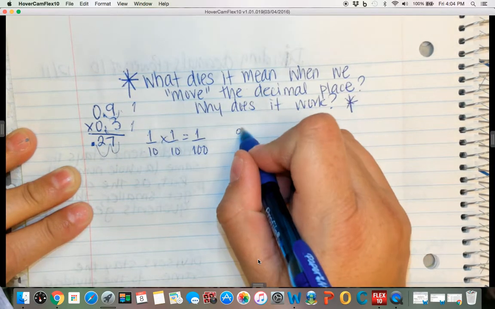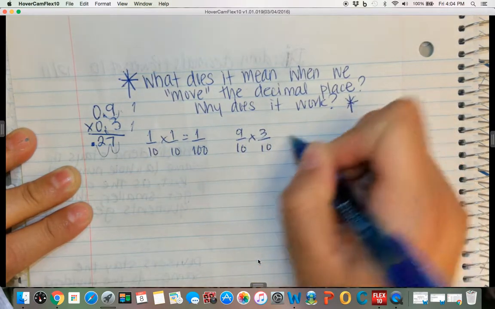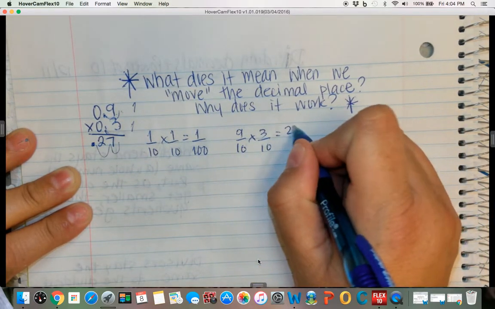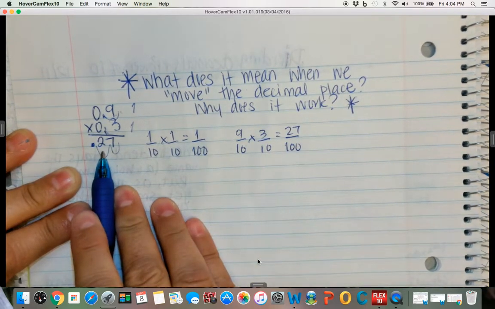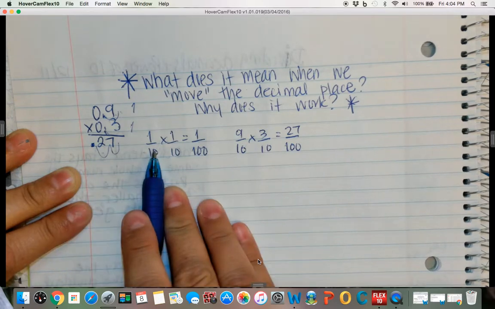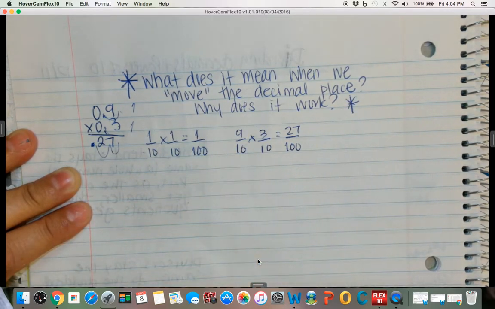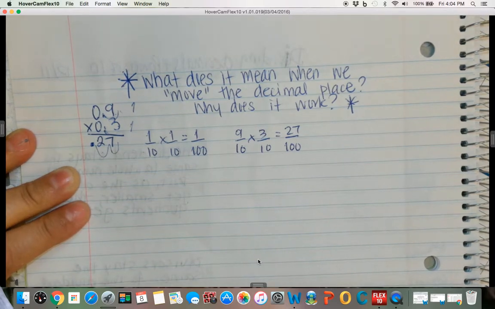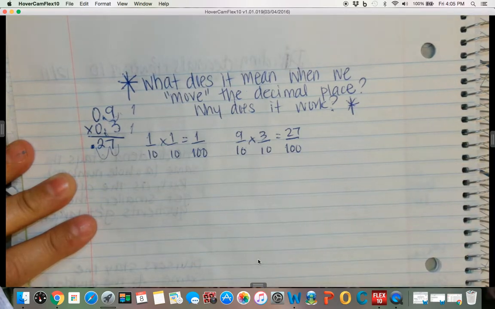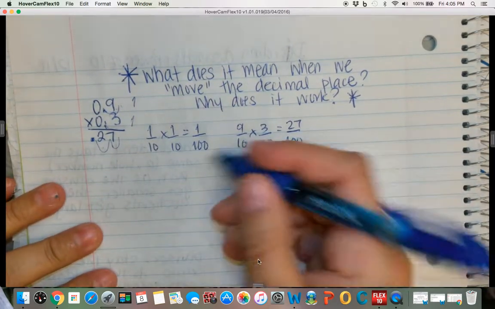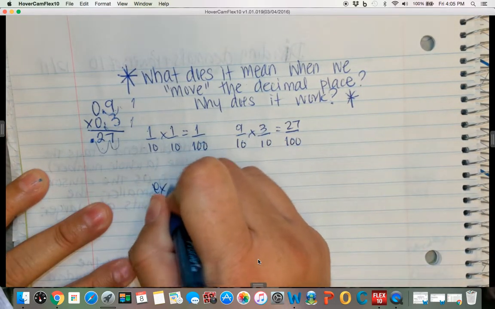This says 9 tenths times 3 tenths. And when we multiply straight across, it gives us 27 hundredths, which is this. This is what it looks like in fraction form. It's very similar when we divide, and we have to understand why we do what we do. All right, so using these same numbers, I'm going to show you an example.